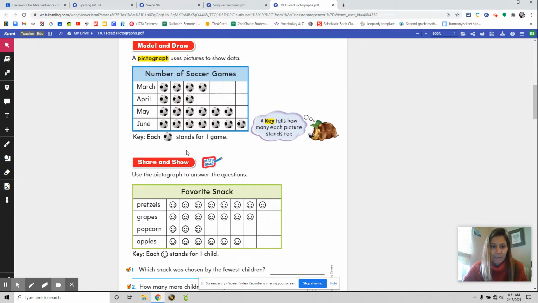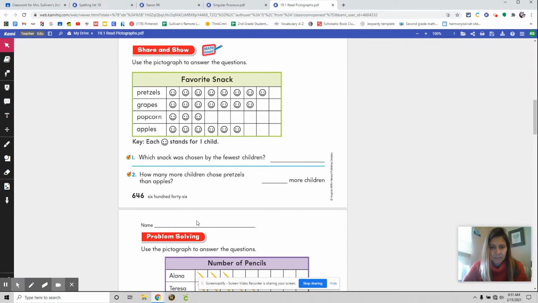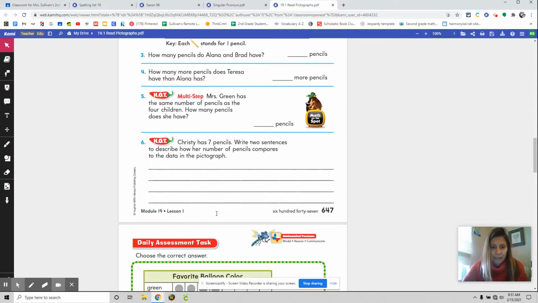One thing I want to point out is the key on the bottom of every picture. The key tells you each picture stands for something. Now, in this assignment, it's all going to be one thing, but in the future, the key is going to change. Each picture might stand for 2 items, or each picture might stand for 3, but for now, it'll just be 1. So please be very careful, read the questions, look at the graphs, answer your questions using Kami.